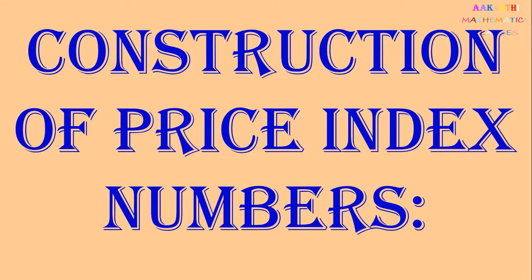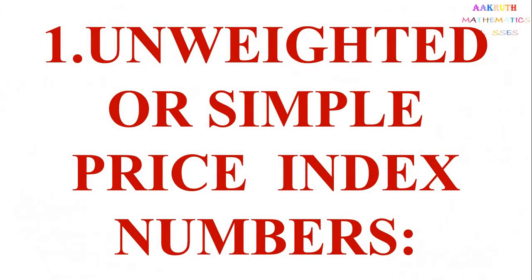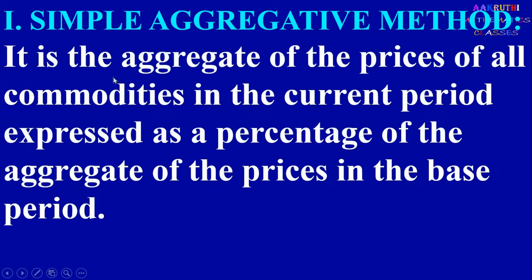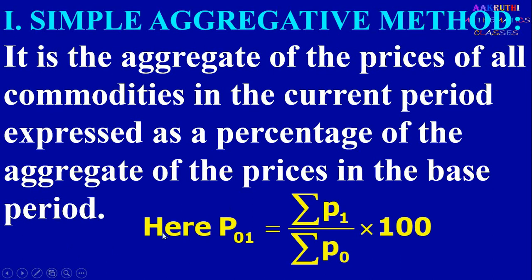Next we see construction of price index numbers. First one is unweighted or simple price index numbers. First we see the simple aggregative method. It is the aggregate of the prices of all commodities in the current period, expressed as a percentage of the aggregate of the prices in the base period. The formula is P01 equal to summation of P1 divided by summation of P0 into 100. We add all the prices of the current year, divide by the total price of the base year, and multiply by 100 to represent it as a percentage.